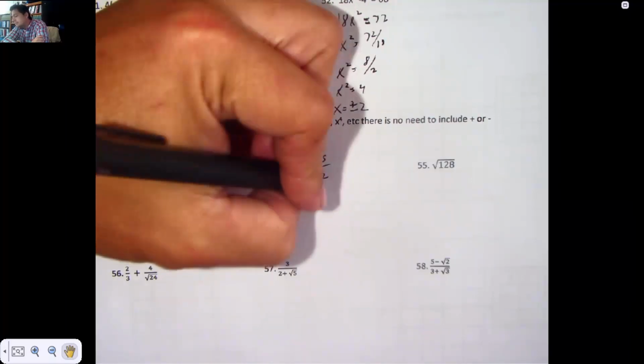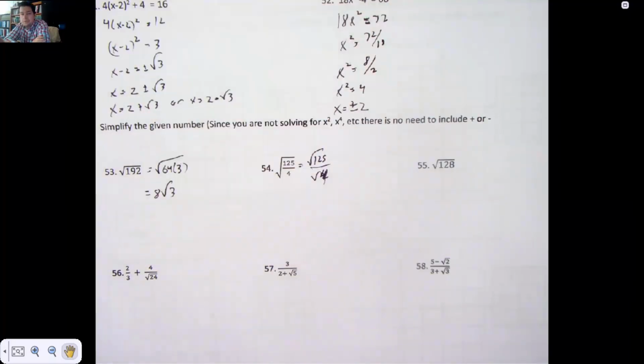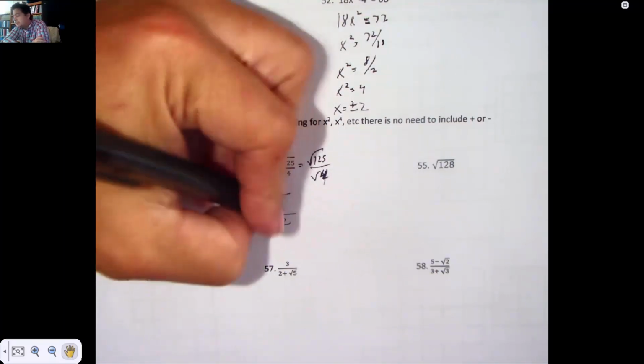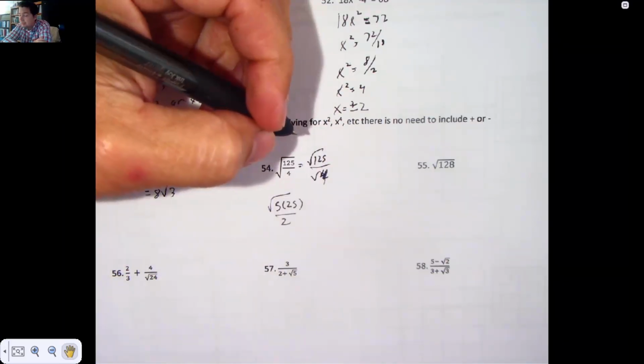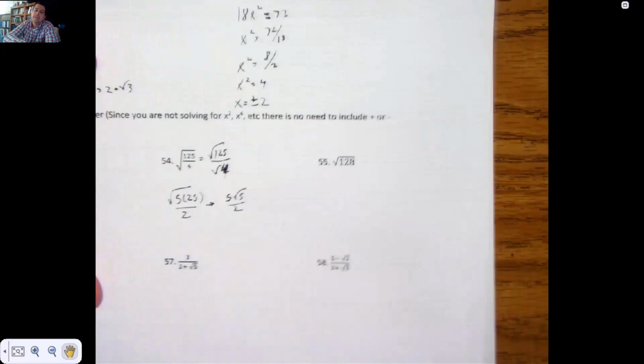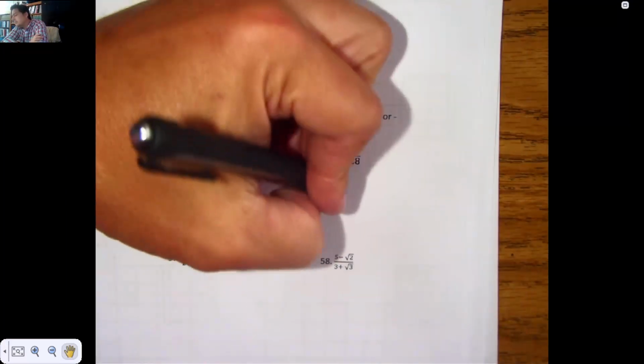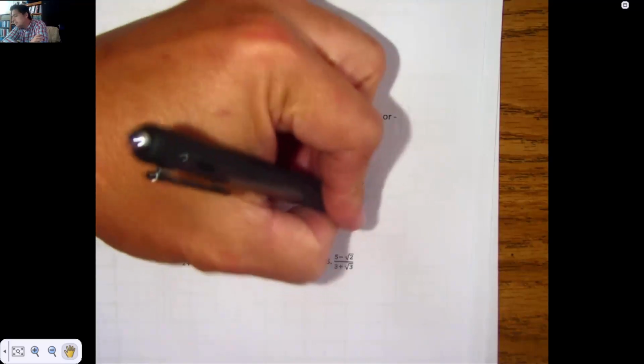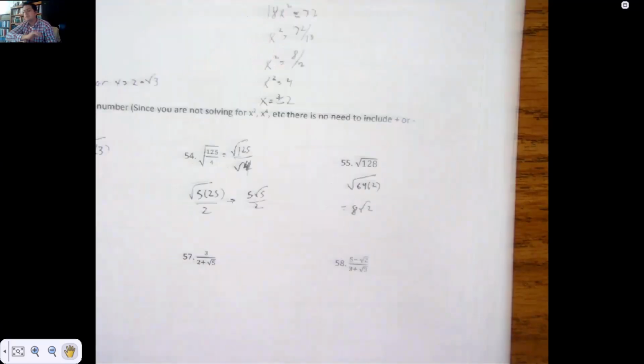54 is a fraction. What you do is you break it into 2 pieces. Root 4 is easy. Denominator is easy. It's 2. Up top, the root of 125 can be thought of as the root of 5 25s. And the root of 25 is 5, so 5 root 5 over 2. 58 is the root of 128. 128 is a 64 times a 2. And the root of 64 again is 8, so 8 root 2.